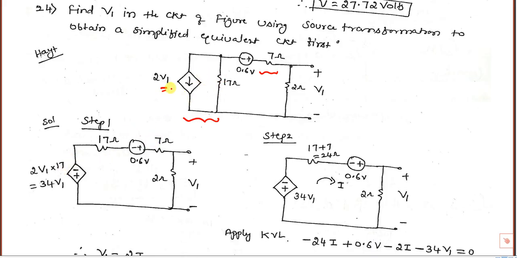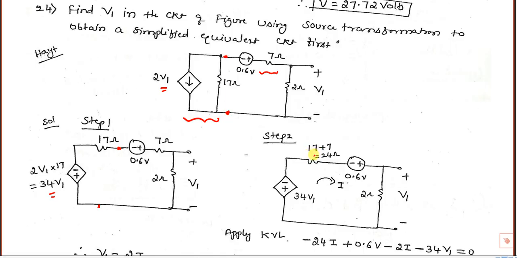So V is equal to IR, 2V1 into 17. It is 34 V1, with polarity plus and minus, and the same 17 ohm you have to connect here. Between these 2 points there is a dependent current source that we converted into a dependent voltage source. Now these two are in series. Two voltage sources are in series, we can add them.